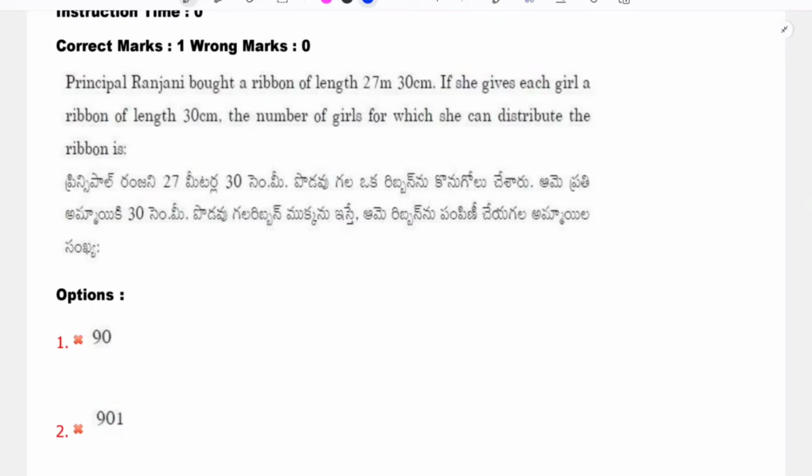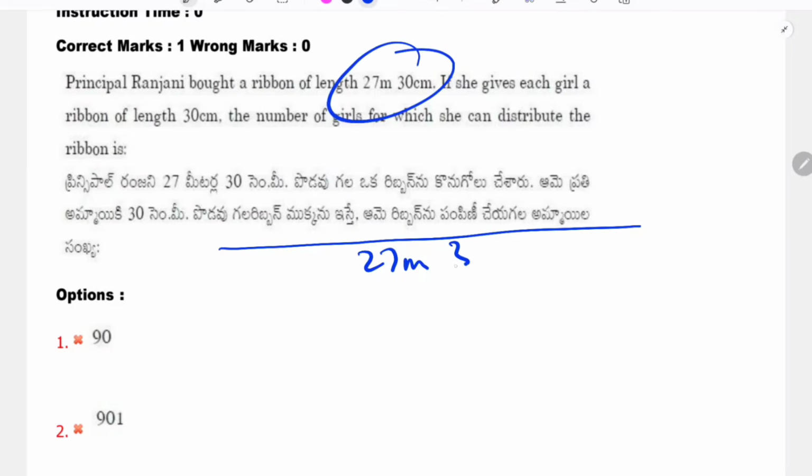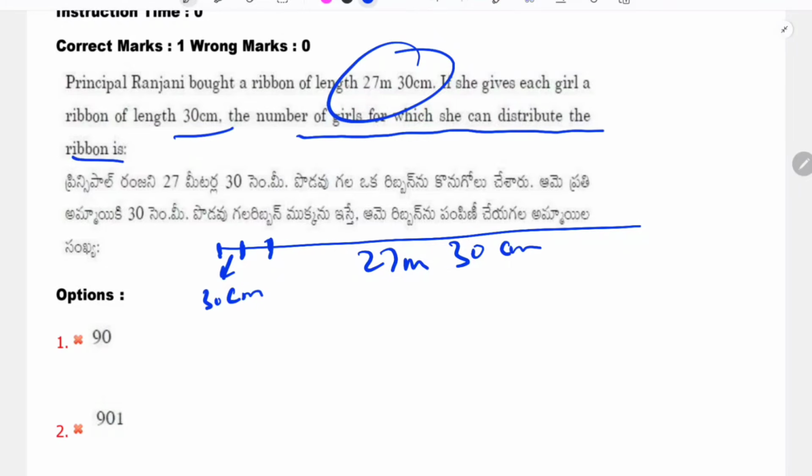Principal Ranjani bought a ribbon of length 27 meter and 30 centimeter. What is the length of the ribbon? 27 meter and 30 centimeter. If she gives each girl a ribbon of length 30 centimeter, she is giving to one girl one part. This part is 30 centimeter, right? Then the number of girls to whom it can be distributed. So 30 centimeter is one part of the ribbon that is given to one girl.